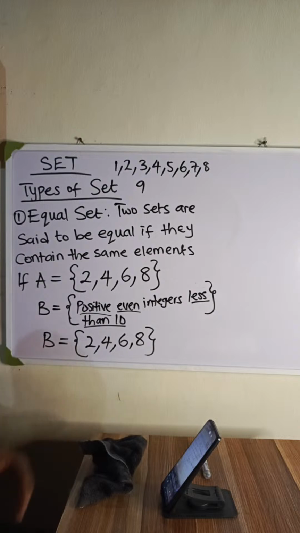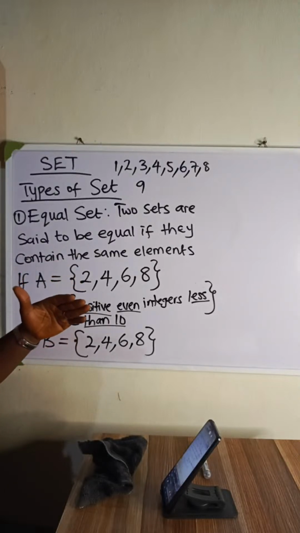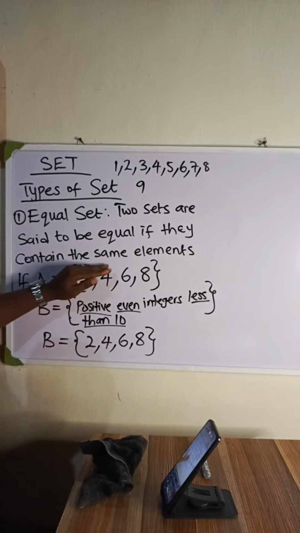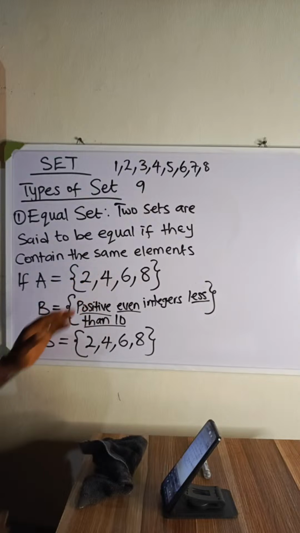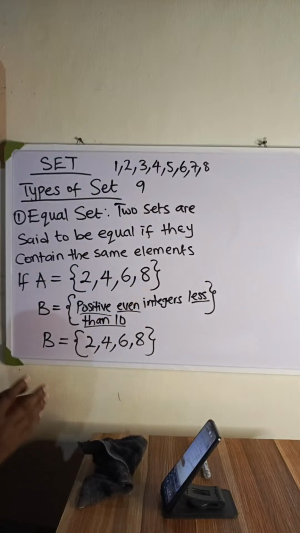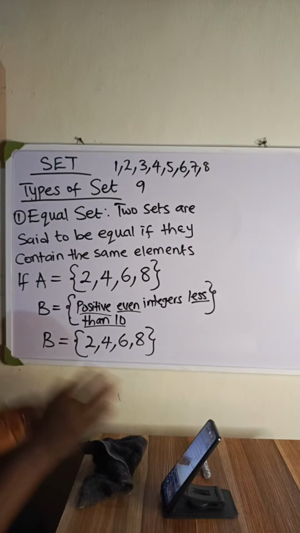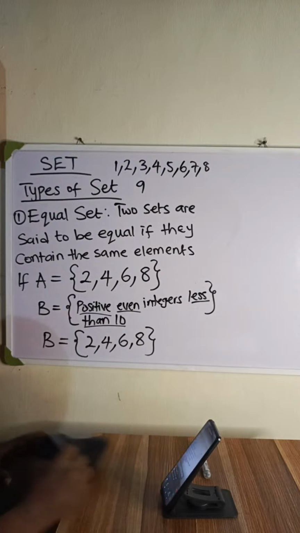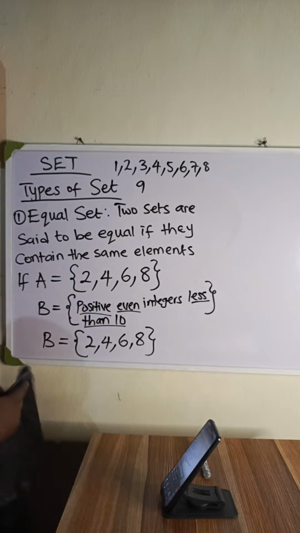So you can be given two sets of values and asked what type of set they are. When the sets contain the same elements, then those two sets are equal sets. Now let's look at the next type of set.